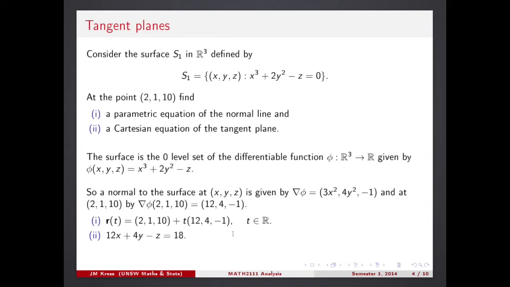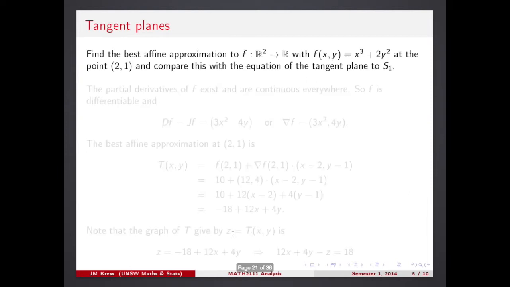And that's all there is to it. Very straightforward equation. Just test your understanding of the gradient and nothing else. Next one. Find the best affine approximation.